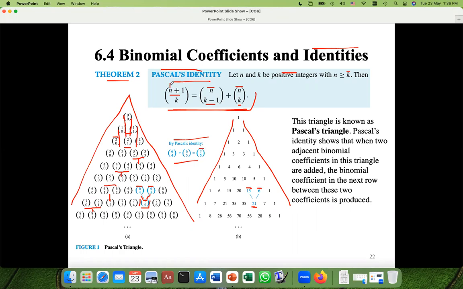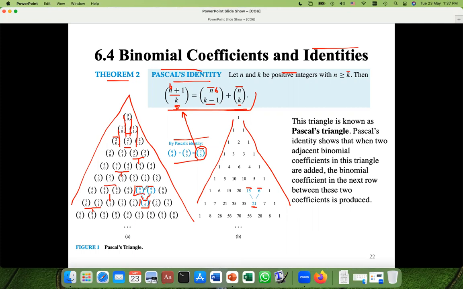Now, for example, I want to calculate 7, 5, and this 7 is what? 6 plus 1. My n is 6. 6 plus 1 is 7, and my k is now 5. I want to calculate this thing. And how can I get it? n is what? 6. And k is what? 5. 5 minus 1 is 4. So 6, 4 is the first term.